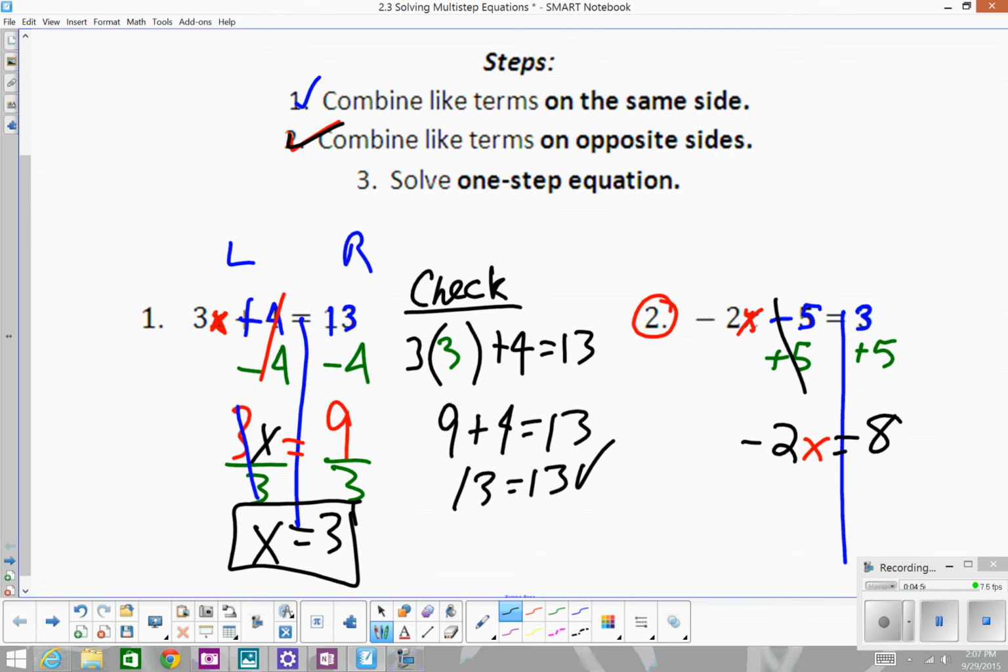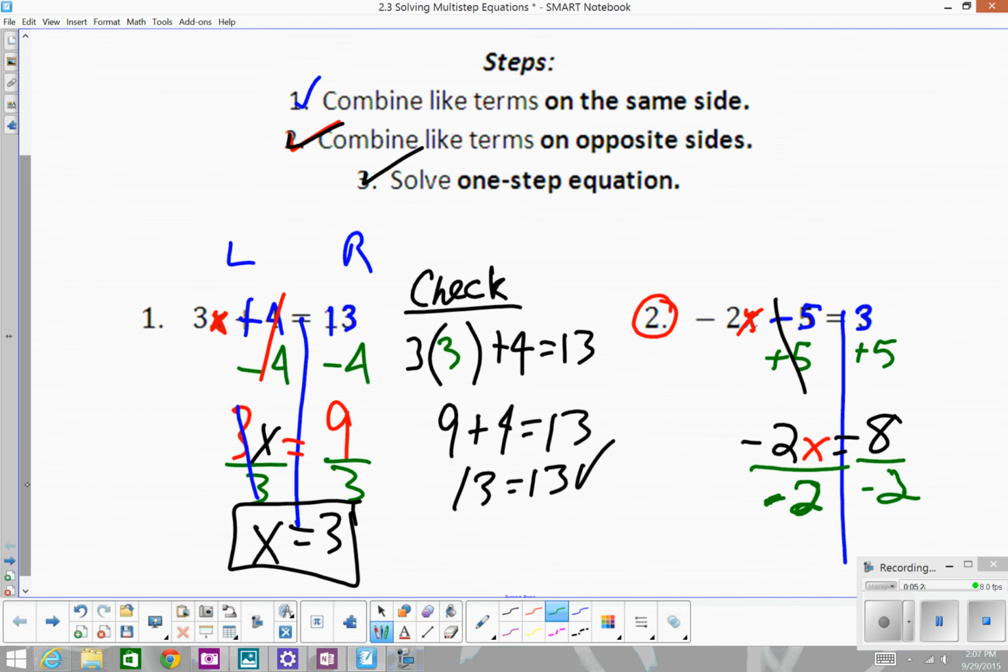Lastly, I want to go ahead and solve the one-step equation. That -2 is multiplying x, so when I undo that, you have to divide both sides by -2. Now, a common mistake is that students want to change that sign. The operation changes, not the sign. So here we add because that's subtraction. Here we're dividing by -2 because the -2 is multiplying.